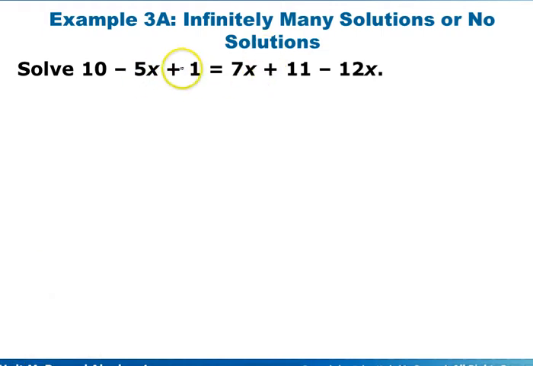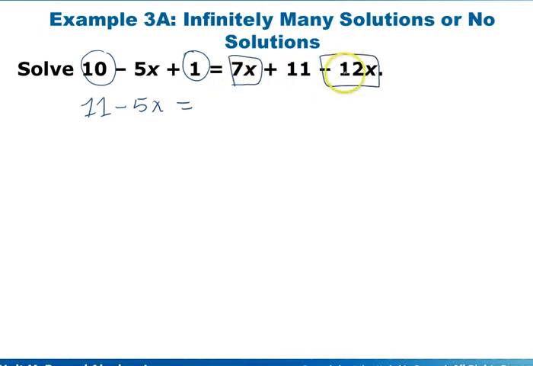Alright, so here let's do an example. The first thing we want to do here is to go ahead and combine the like terms. So we have 10 and 1. 10 plus 1 will be 11 minus 5x is equal to, and then here I can put these guys together. So 7 minus 12, which would be negative 5, so that'll be negative 5x plus 11.